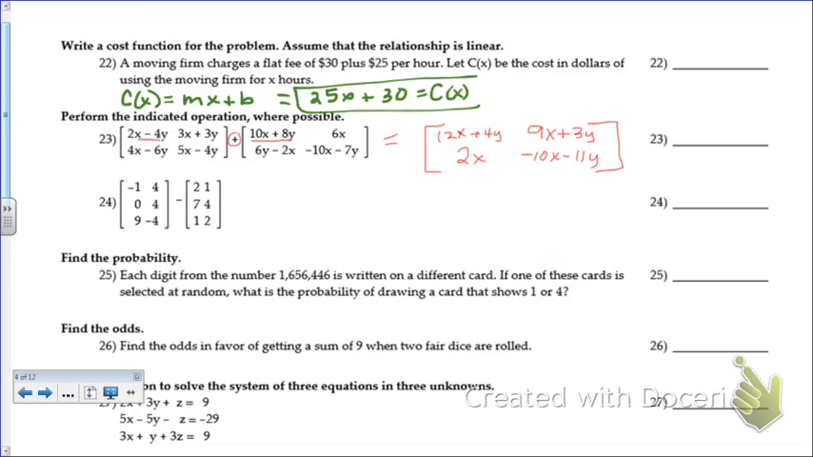Number 24, same kind of thing. They have to be in the same location. Okay, so corresponding parts. This time you're just subtracting the elements for 24.